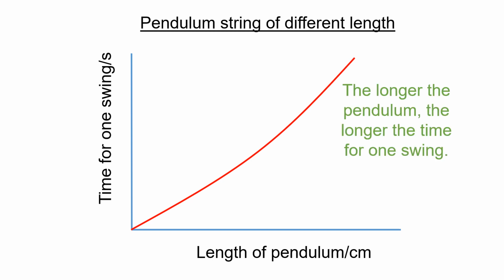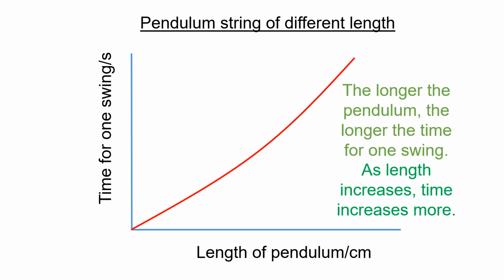The first section would be: the longer the pendulum, the longer the time for one swing, and as the length increases, the time it takes for the swing also increases. So it's not directly proportional because it's got this slight curve on here.